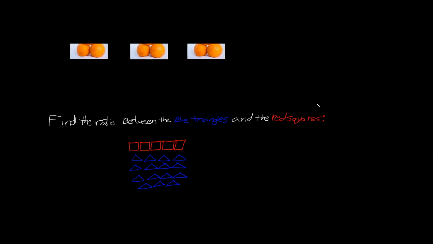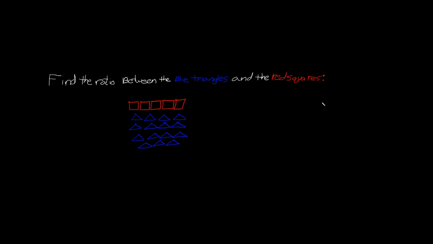Let's continue on to another problem. Find the ratio between the blue triangles and the red squares. Okay, so here we need to count. Remember, we need to count each of the items so that we can determine the ratio. So here we have 1, 2, 3, 4, 5, 6, 7, 8, 9, 10, 11, 12, 13, 14, 15 blue triangles. Remember, the colon is how we separate them. 15 blue triangles to 1, 2, 3, 4, 5 red squares.